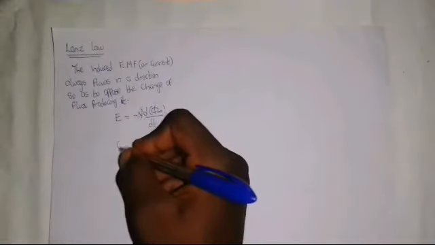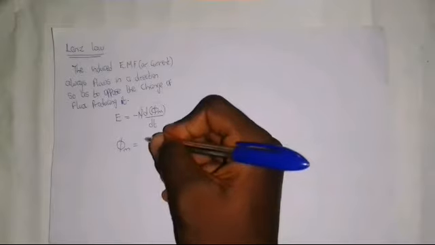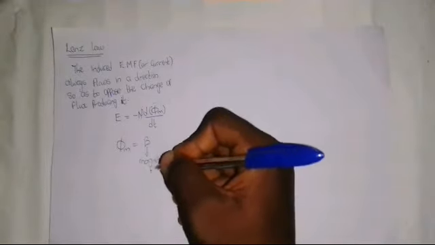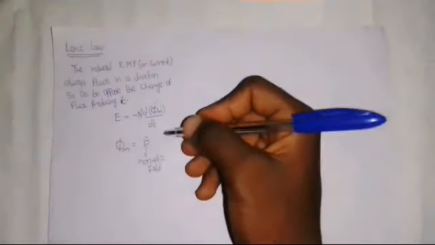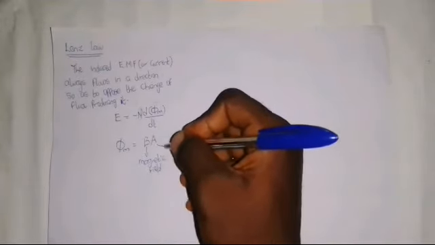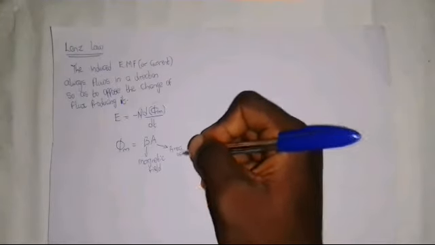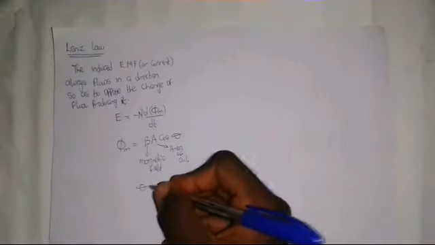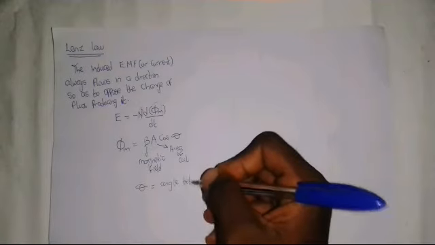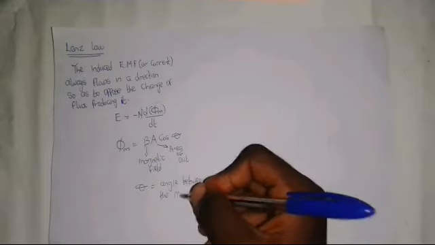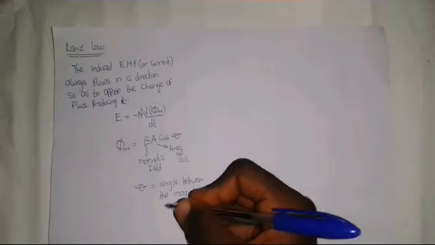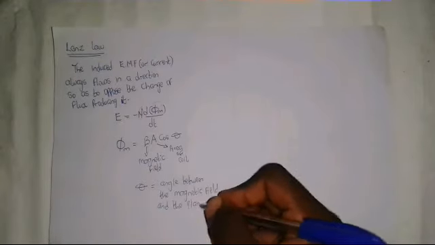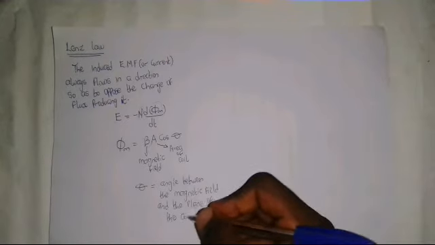So I want to explain them now. The magnetic flux represents the magnetic field B, the magnetic field of that magnet around that solenoid or around that wire, multiplied by the area of the coil, and then cos theta, where theta is the angle between the magnetic field and the plane of the area of the coil or of that wire.